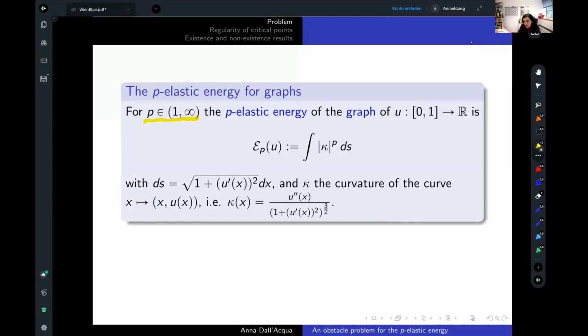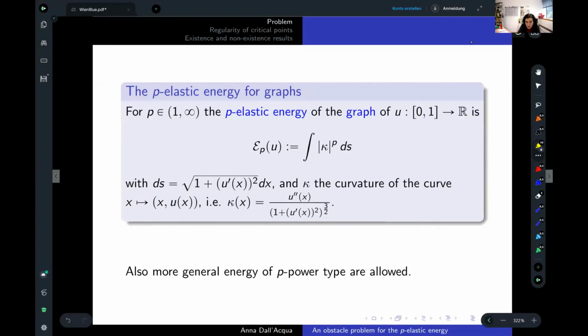Today in this talk, I will consider especially this P elastic energy, but part of the work I'm presenting today we can also do with some generalized energy that have the same structure. But for the talk today, we concentrate on this energy. This energy for P equal to 2 is quite famous for describing the elastic energy of rods. And now we are looking at the generalization to P different from 2 and between 1 and infinity.